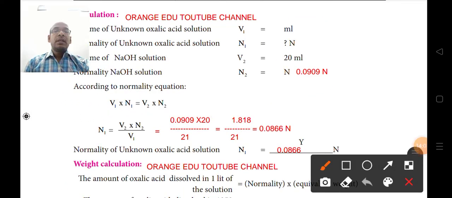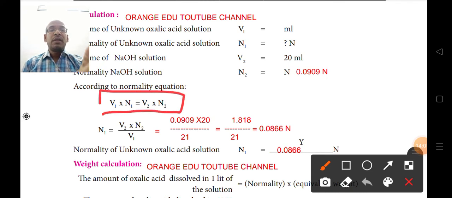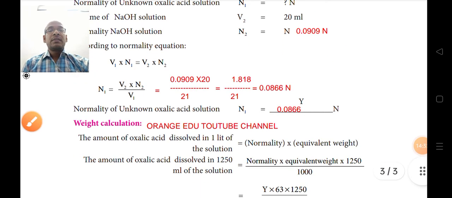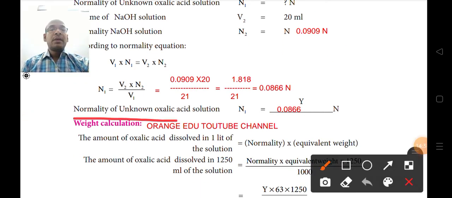Now using that formula, we substitute the V2 value and the N2 value. V2 is 20 ml and N2 is 0.0909 N. And substitute the V1 value, that is 21 ml. After that calculation, we get the normality of the unknown oxalic acid solution as 0.0866 N.